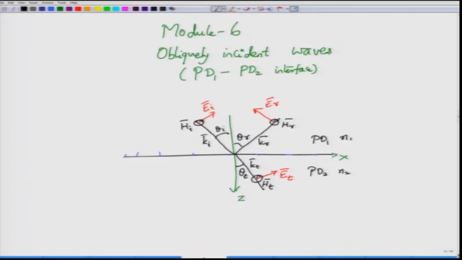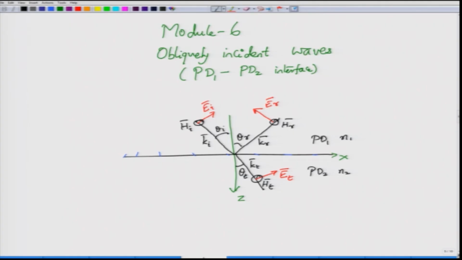I am now considering what are called obliquely incident waves. Obliquely incident means that the incident light wave, which we are assuming to be a uniform plane wave, arrives at the second medium at an angle theta I. What is the significance of angle theta I in the diagram that is shown here?